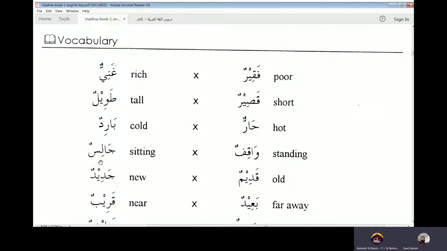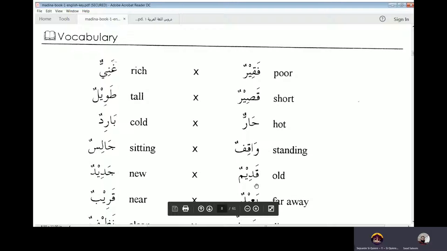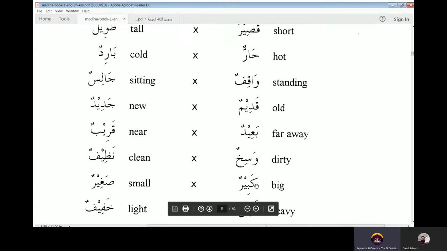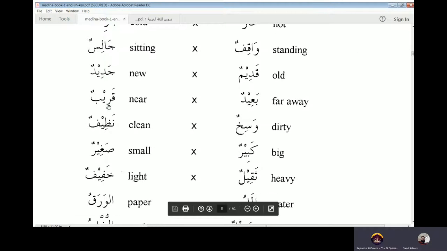Jalisun, sitting. Waqifun, standing. Jadidun, new. Qadimun, old. Qaribun, near. Baidun, far away. Nasifun, clean.